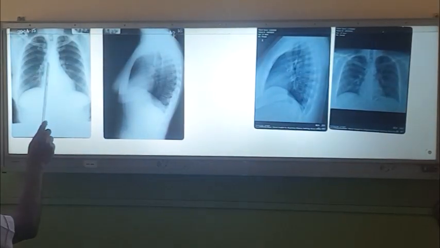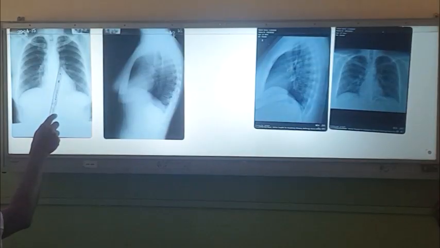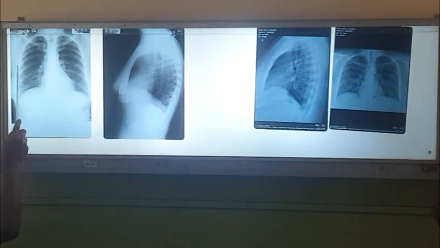Then these are hilar vessels. The left hilum is at a slightly higher level than the right one. And in some patients you can see the transverse fissure. The transverse fissure touches the sixth rib laterally. I will show you some examples. 1, 2, 3, 4, 5, 6. It should be somewhere here, right?